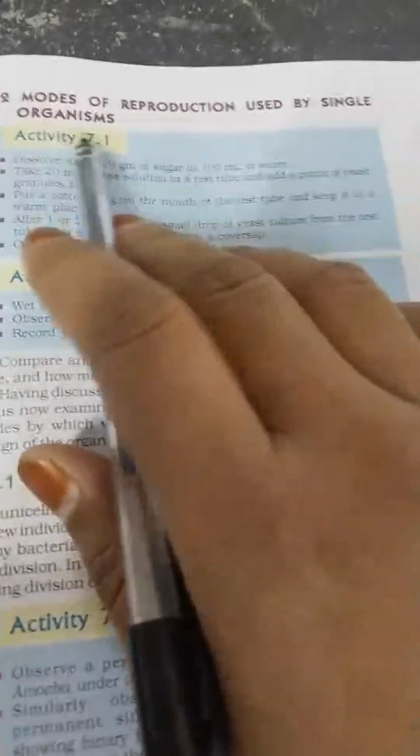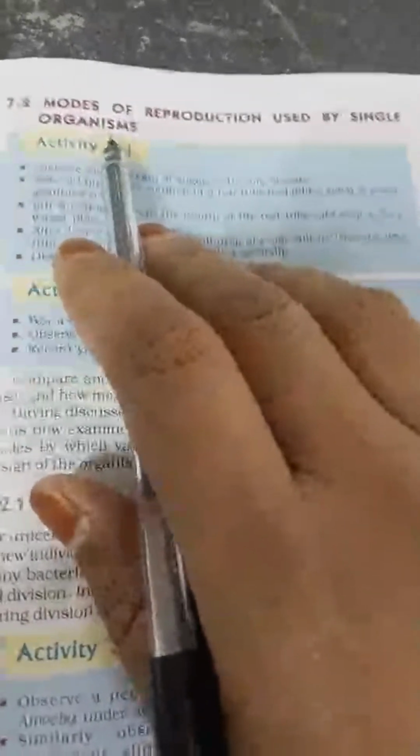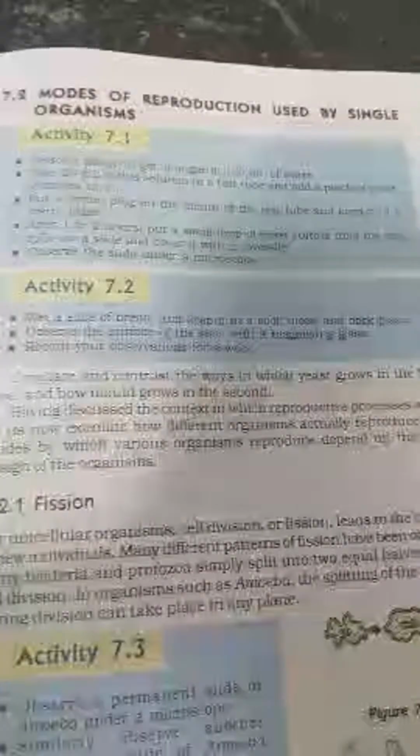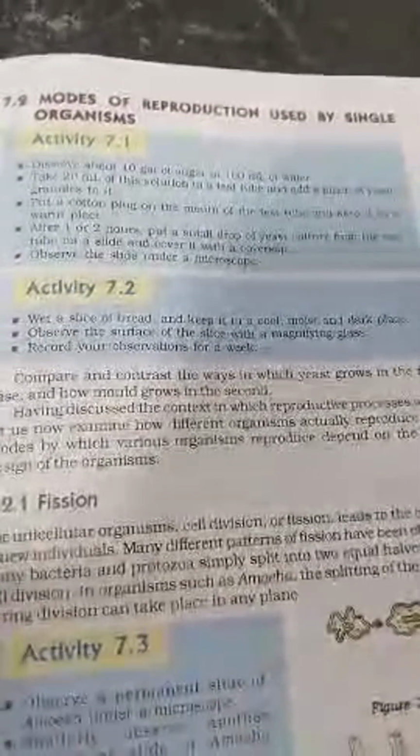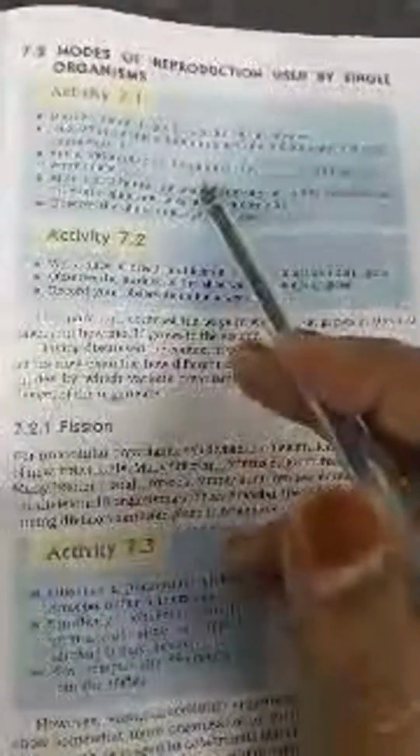So, today I'm going to continue the next subunit, modes of reproduction used by a single organism. We can see how many types of reproduction are used by a single organism. These are some of the activities placed in the NCERT textbook.